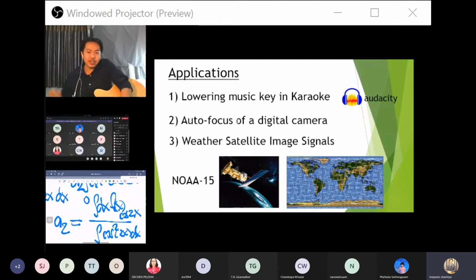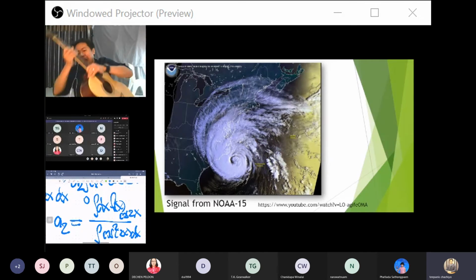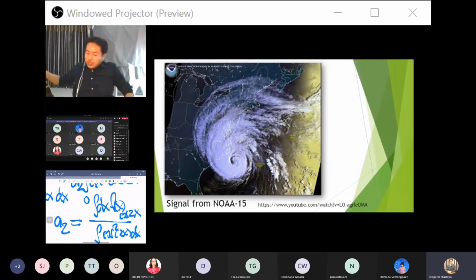Now I had experience of receiving this signal when I was maybe in undergraduate, and I can decode the signals, and let's see how the signal is encoded. This is the image of that satellite, and if you can hear the signal of this satellite, you will notice how we can use that Fourier expansion to send the signal from space to the ground.